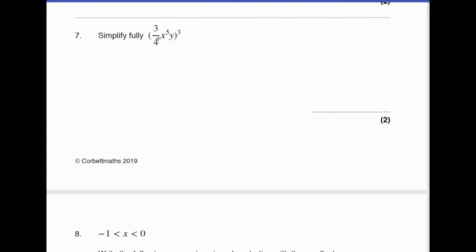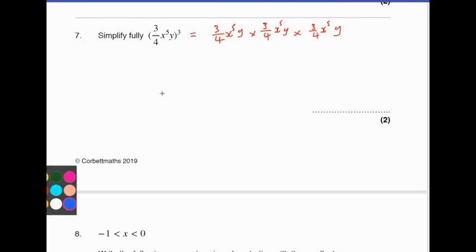So in this question, we've got 3/4 times x to the power of 5 times y, all to the power of 3. Now, if you watched my last video, my explanation would be that the long way to write this would be 3/4 x to the power of 5 times y, multiplied by 3/4 times x to the power of 5 times y, multiplied by 3/4 x to the power of 5 times y. So writing it out 3 times.